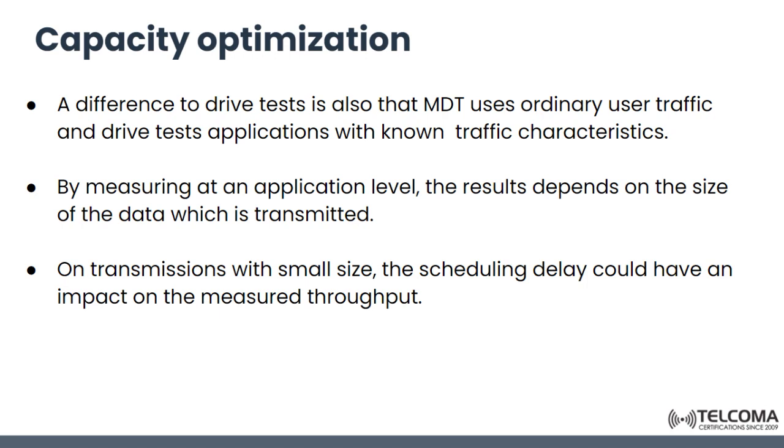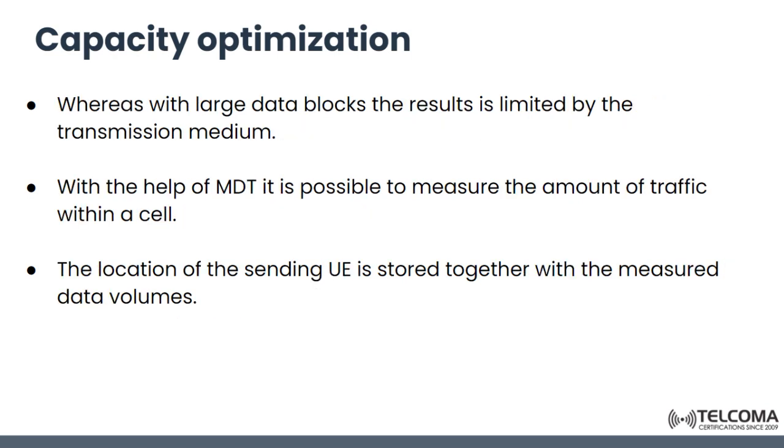Further, in capacity optimization, a difference to drive test is that MDT uses ordinary user traffic, whereas drive test applications use known traffic characteristics. By measuring at an application level, the results totally depend on the size of the data transmitted. On transmissions with small size, the scheduling delay could have an impact on the measured throughput, whereas with large data blocks, the result is limited by the transmission medium. With MDT, it is possible to measure the amount of traffic within a cell.